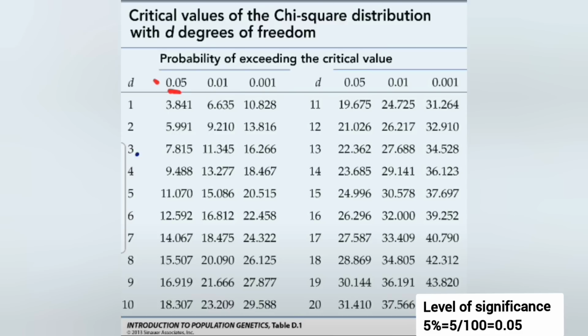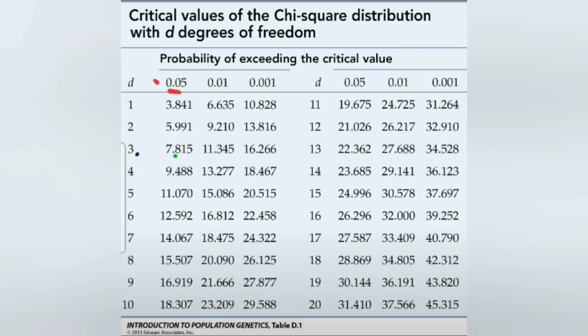I'm going to trace it downward to where we have 3 degrees of freedom, and if you trace it downward, you are going to have 7.815. That means that the critical value at 5% on this table, the tabulated chi-squared at 5%, is 7.815. If you understand how to use the table, let me know in the comment section. So that is how to determine the critical value.